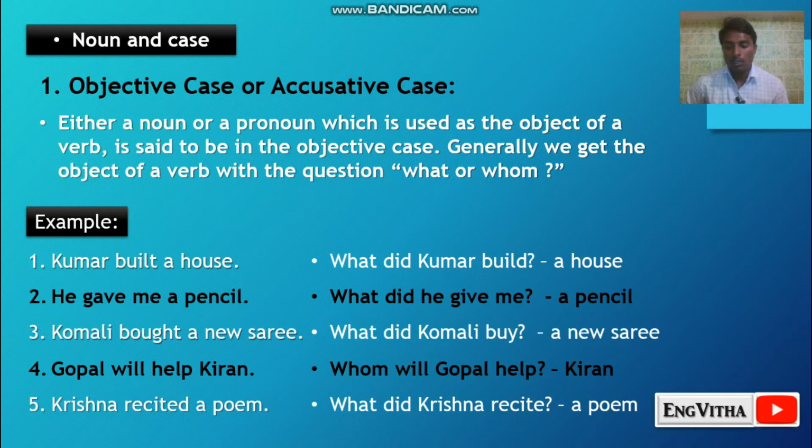And the fourth, Gopal will help Kiran. To get what is in the objective case from the fourth sentence, we need to ask a question. Whom will Gopal help? Kiran. So Kiran is in the objective case. And lastly, Krishna recited a poem. To get what is in the objective case from the fifth sentence, we ask the same question: what did Krishna recite? A poem. So a poem is in the objective case.